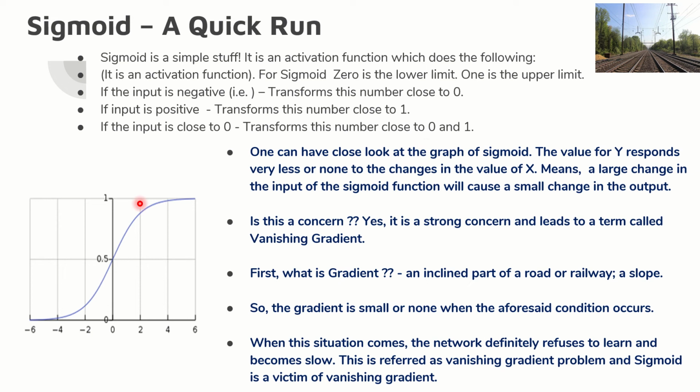This is the graph that we have taken as a simple reference. The value for y responds very minimally to changes in the value of x. As it grows, you can see that here it has settled down. So there are no major changes, there is no major response, there is no correct response actually. A large change in the input of the sigmoid function will cause only a small change in the output. Is it a concern? When the input changes are large, the output changes are expected to be large. If the input changes are minimal, the output changes are minimal. In that case, that is fine.